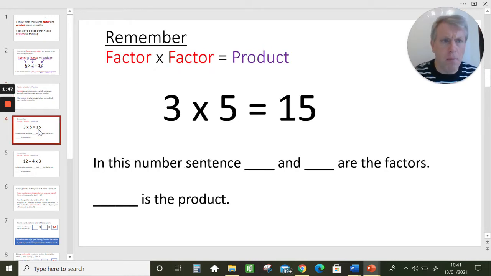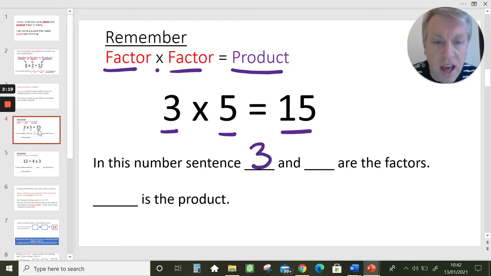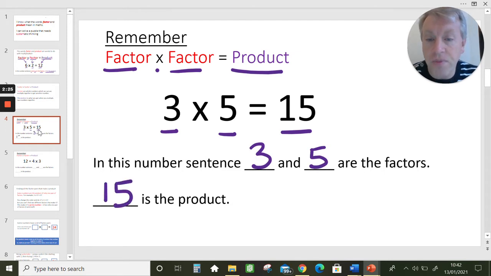So let's have a look at this multiplication. It says 3 times 5 is 15. Remember, factor times a factor makes the product. So, shall we fill in the gaps? You pause the video and have a go. Did you pause the video? I hope so. In this number sentence, well, the factors are 3 and 5. And 15 is the product of 3 and 5.